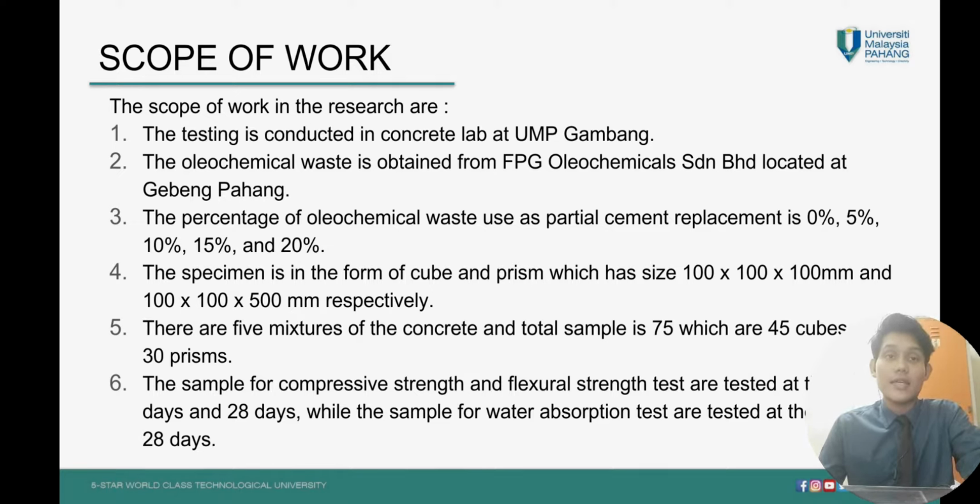So next, I talk about the scope of work. The testing is conducted in the concrete lab at UMP Gambang. The oleochemical waste was obtained from FAG Oleochemicals Sdn Bhd located at Gambang, and the percentages of oleochemical used as a partial cement replacement are 0% as a plain or controlled concrete, the minimum is 5% and the maximum is 20%, and others are 10% and 50%. The specimen forms are cube and prism concrete. So the total specimens are 75 cubes and 30 prisms. The samples for the compressive and flexural tests are tested at age 7 and 28 days, while the samples for water absorption are only tested at the age of 28 days.